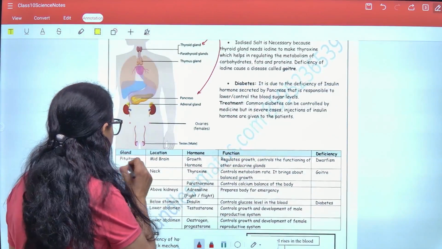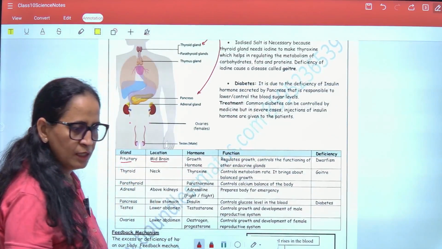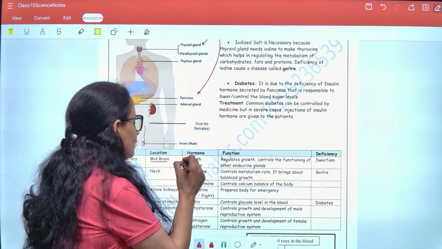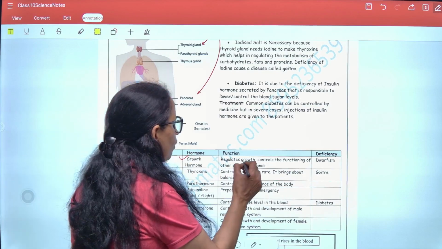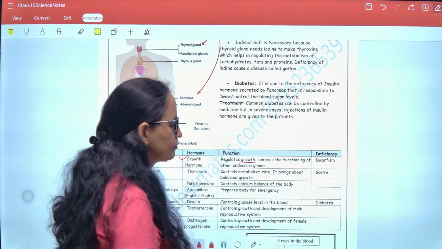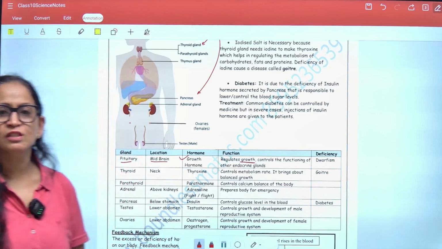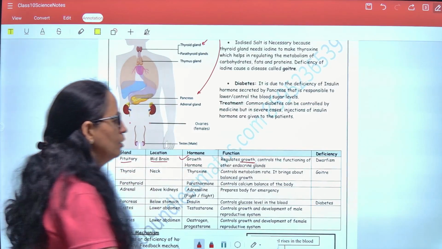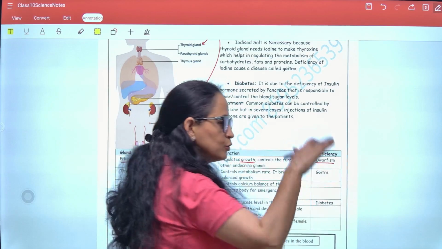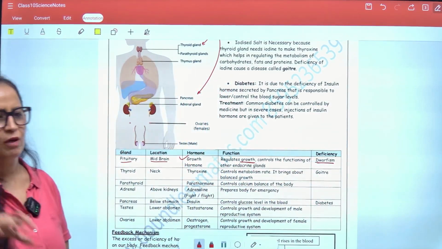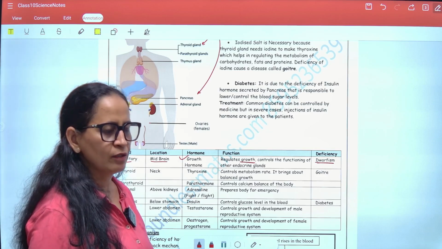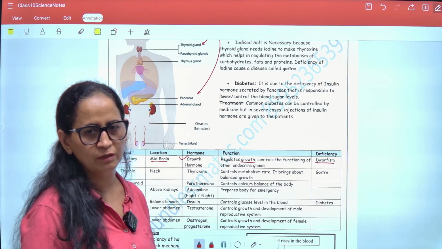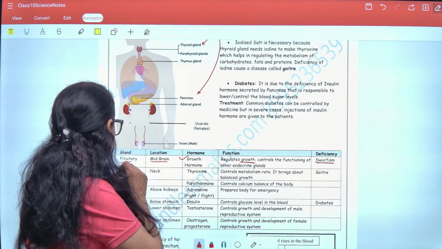So pituitary gland is present in the midbrain, and the hormone released by pituitary gland is growth hormone. So as the word tells you, it is responsible for growth. Deficiency of this growth hormone causes dwarfism or short-heightedness. So people who are very short, they are not tall, they don't have enough growth hormone in their body, right? Next is thyroid.